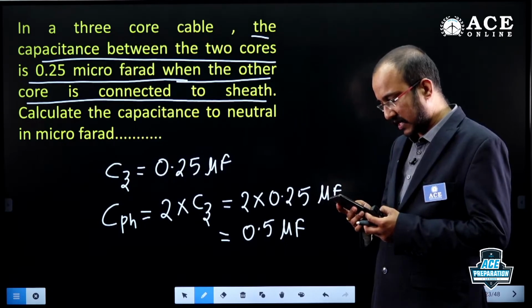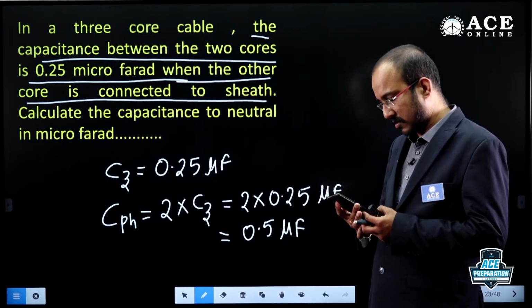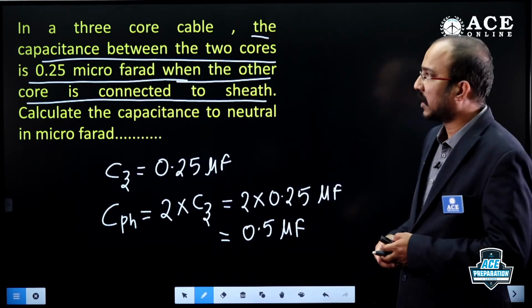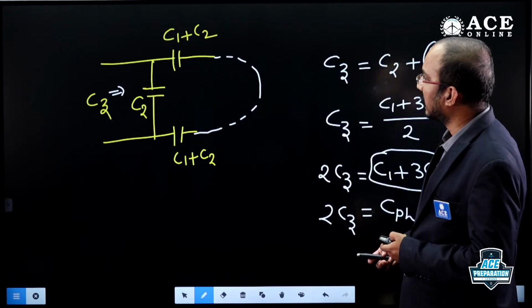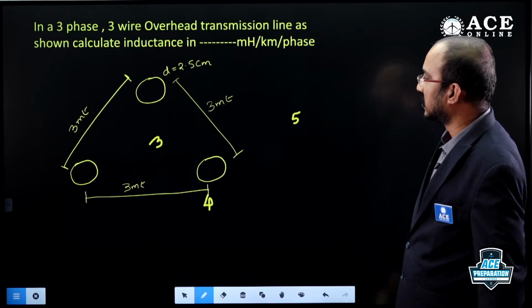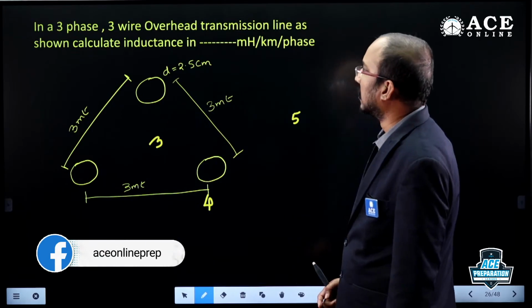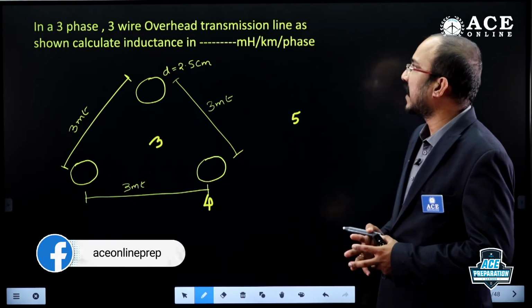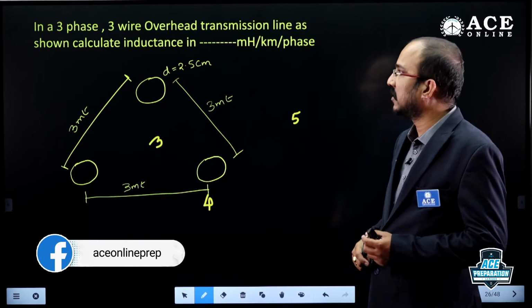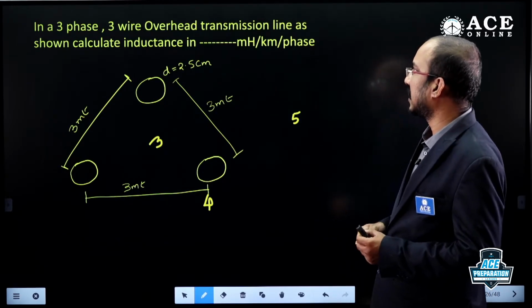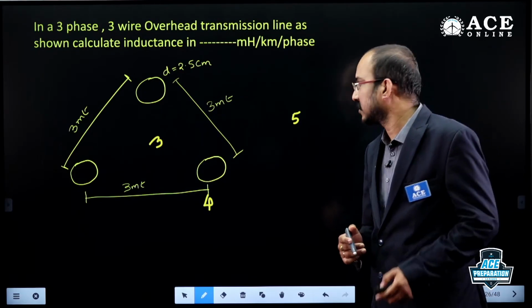Once we have completed this, let us move to the next problem. Let us observe this question. A 3-phase, 3-wire overhead transmission line is shown. Calculate the inductance in millihenry per kilometer per phase.